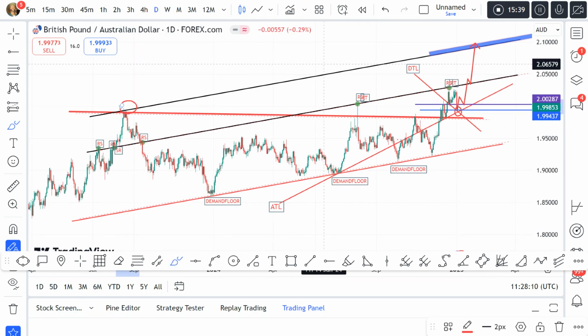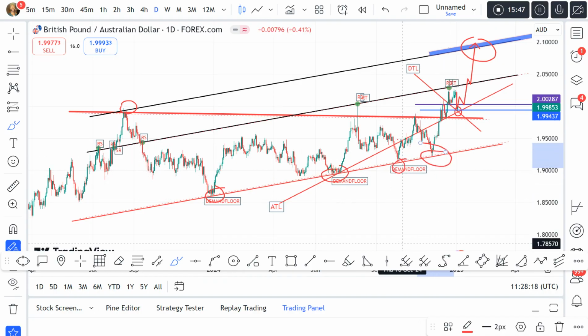From the roof, we have one. So if we return here, we're going to have two tests. And on the bottom, we have test one, test two, test three, test four. So this is what we see.